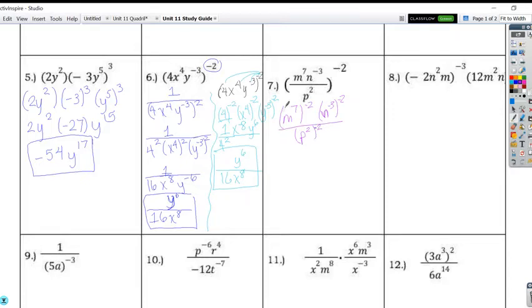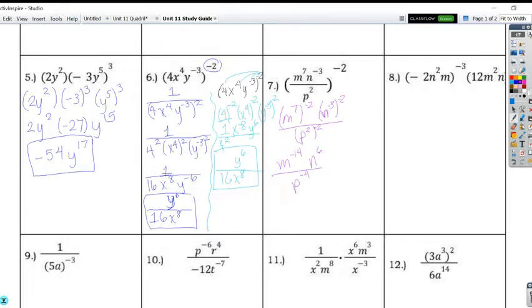So we have to multiply some of these out. That m now has a 7 exponent with a negative 2 exponent on it. That's going to give us a negative 14 power. The n has a negative 3 with a negative 2. Multiply those. That's now a positive 6. And in the denominator, p to the 2 to the negative 2, multiply there. 2 times negative 2 makes it p to the negative 4.